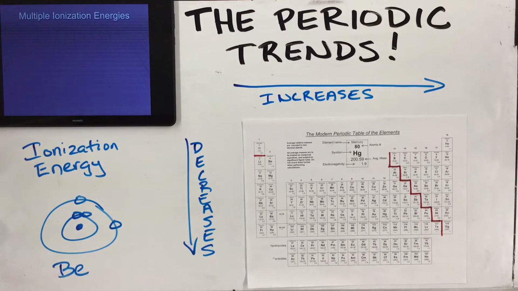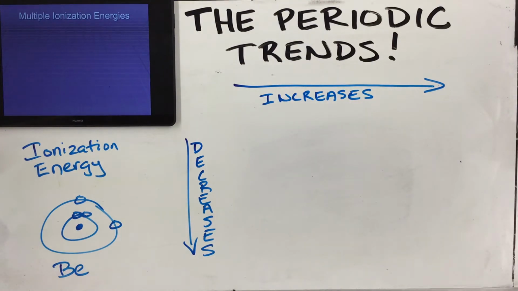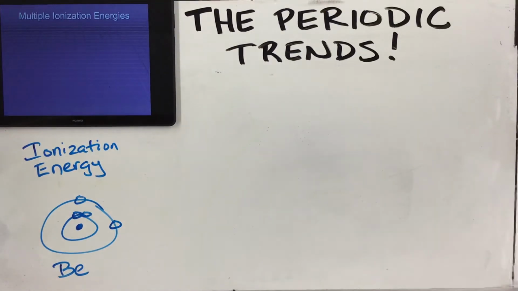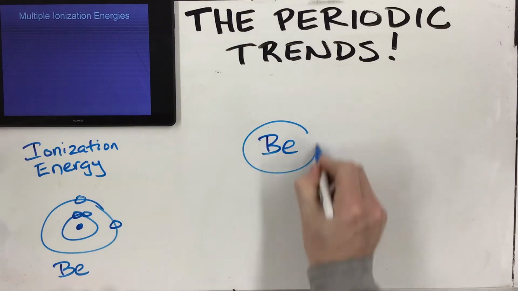Now, there's a thing called multiple ionization energies. We'll bring that periodic table back in just a second. We'll erase this, and we'll use our beryllium here as an example. So I'm going to blow up the beryllium here, make it bigger.